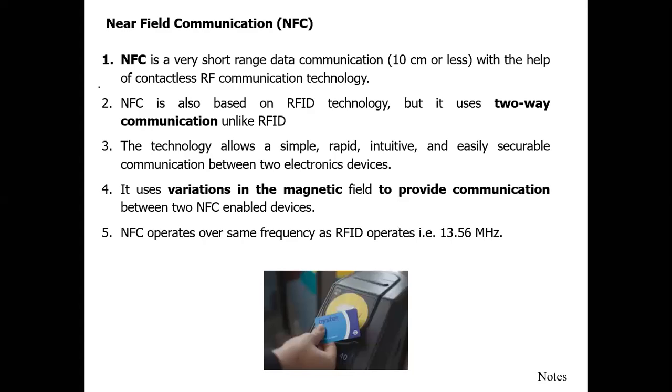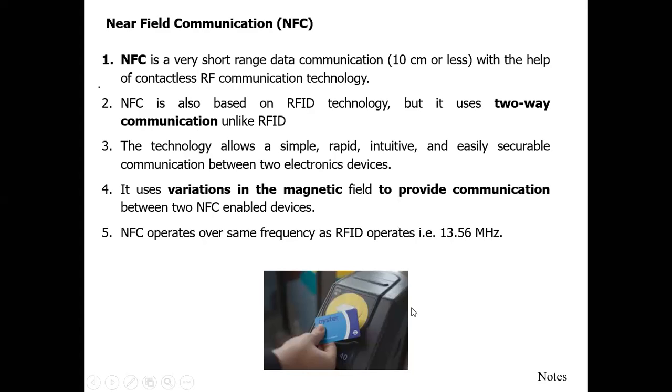Near field communication, NFC, is a very short range data communication, around 10 centimeters or less, with the help of contactless RF communication technology. NFC is also based on RFID technology, but it uses two-way communication unlike RFID. So the technology allows a simple, rapid, intuitive, and easily securable communication between two electronic devices.